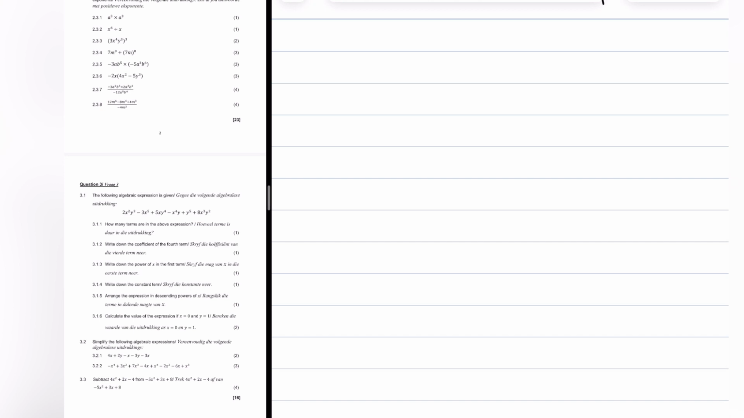Grade 8, we are back and moving on to 2.3.5. And 2.3.5 has negative 3ab to the power 5 multiplied by negative 5a to the power 3 b to the power 6.